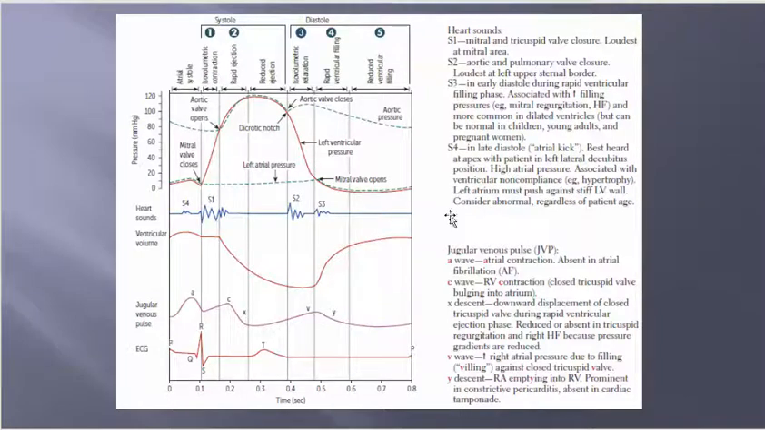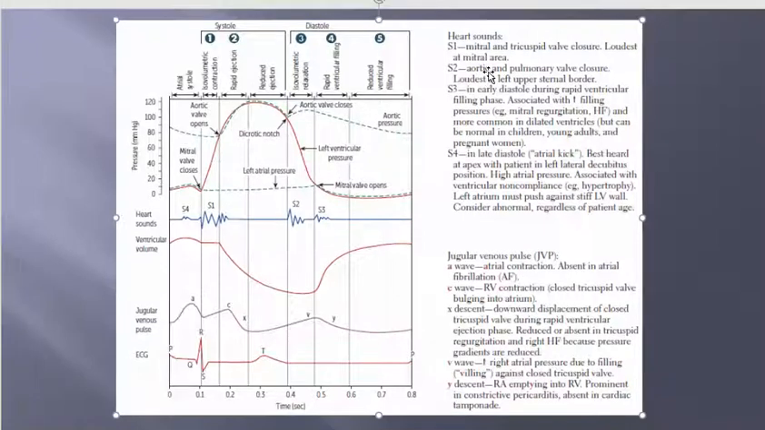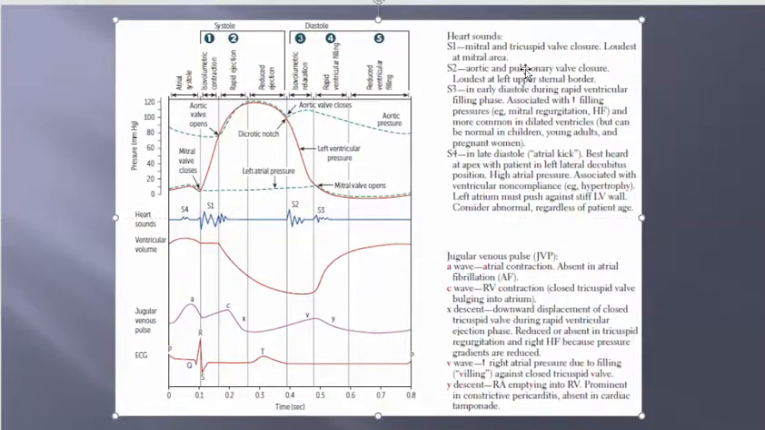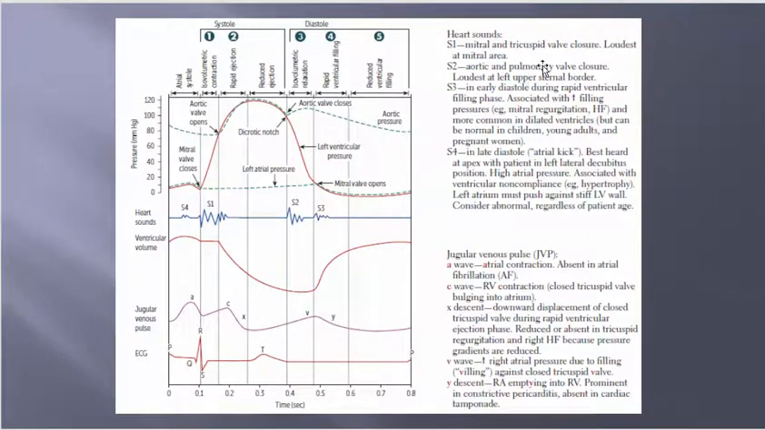Heart sounds. These are on the test for sure. S1 is the mitral and tricuspid valve closure. Remember, it closes so it can fill. The loudest at the mitral area, S1. So if these are closed, the aortic and pulmonary valve, S2, aortic and pulmonary valve closure, that's S2.